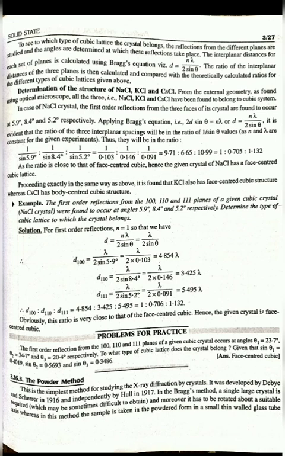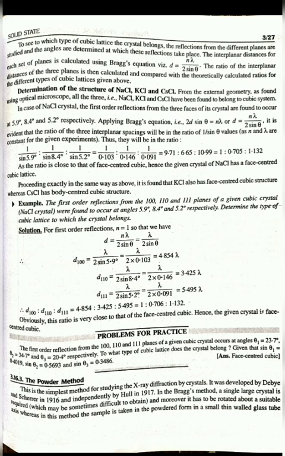The ratio of the interplanar distances of the three planes is then calculated and compared with theoretically calculated ratios for the different types of cubic lattice given above. Determination of structure of NaCl, KCl and CaCl from the external geometry as found using optical microscope: all three, that is NaCl, KCl, CaCl, have been found to belong to cubic system.